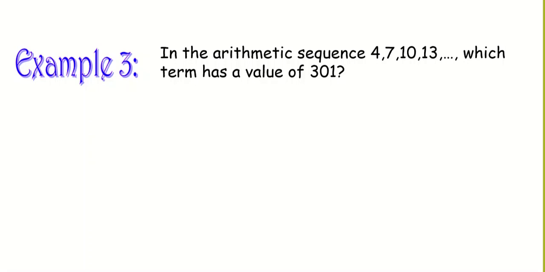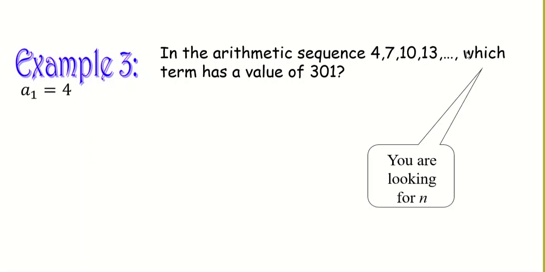Okay. Think about the given here. Your a sub 1 is 4. But you are asked here, which term has a value of 301? That means you're looking for the position of this 301 in this given sequence. So you're looking for n. And your a sub n is actually this one. You assume that this is your last term, so 301. And your common difference is 3.